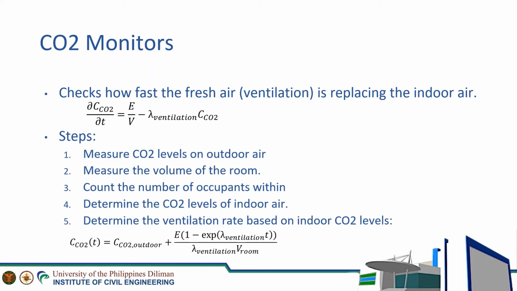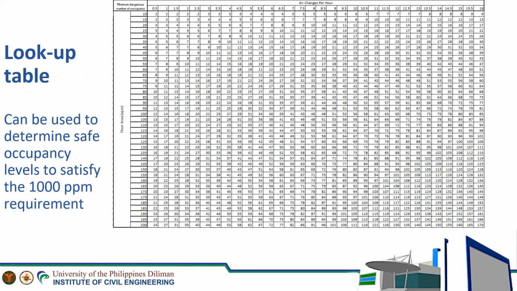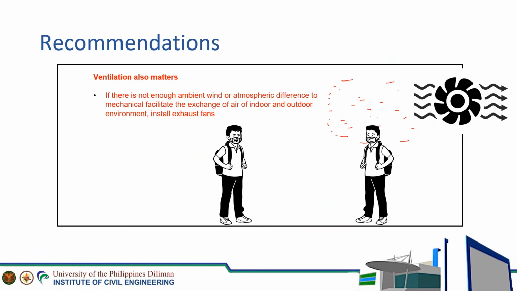Outlined are the steps to determine the ventilation rate using CO2 monitors. And here's the lookup table to determine the safe occupancy within a room with a certain size and a given ventilation rate. There are some instances where opening windows is not enough to mechanically enforce air changes.